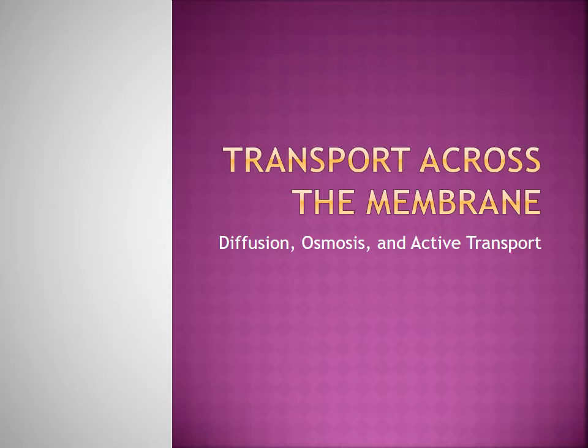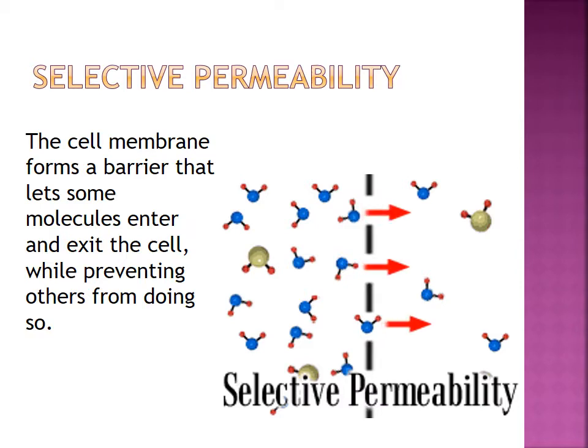Today, the whole lecture is all about getting transported across the membrane. So we're going to talk about the process of diffusion, osmosis, and active transport. So first off, I've been throwing this term around fairly loosely. It's called selective permeability. You let some things in, but you don't let others in. The cell membrane is capable of regulating what molecules come in and out of it. It prevents other molecules from doing so. So it is selective.